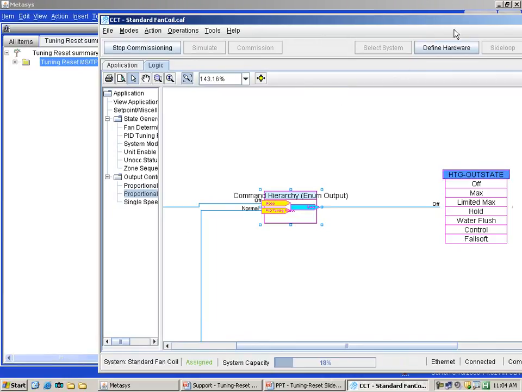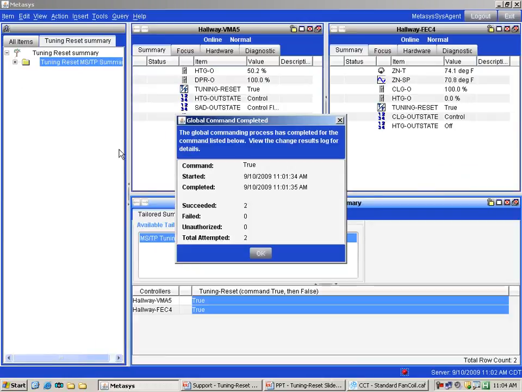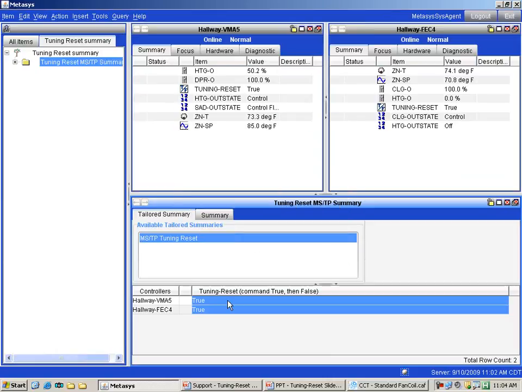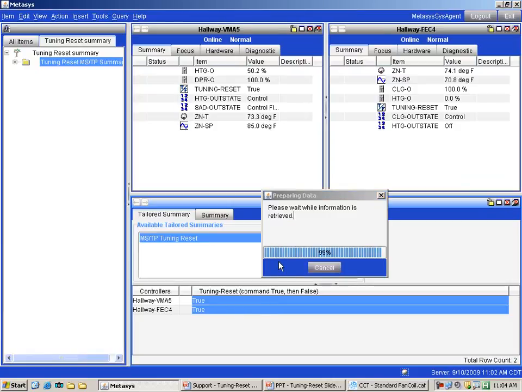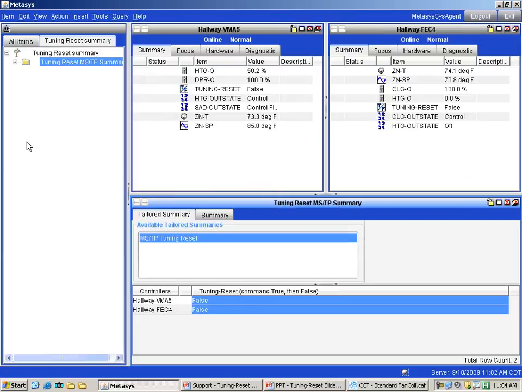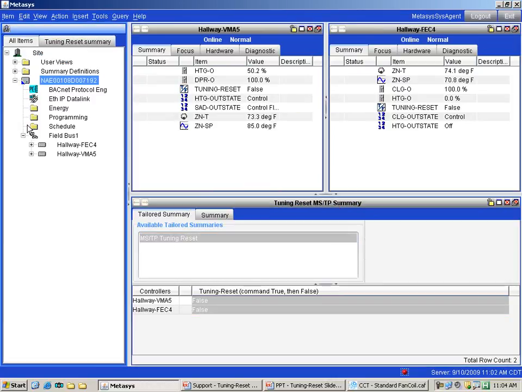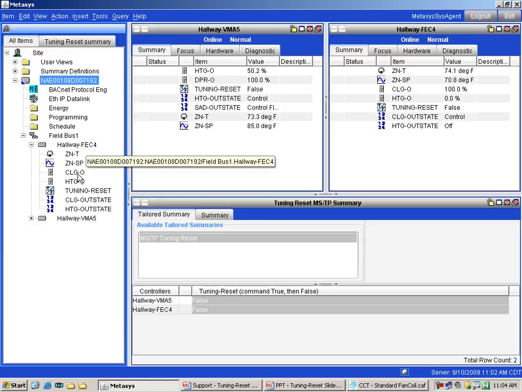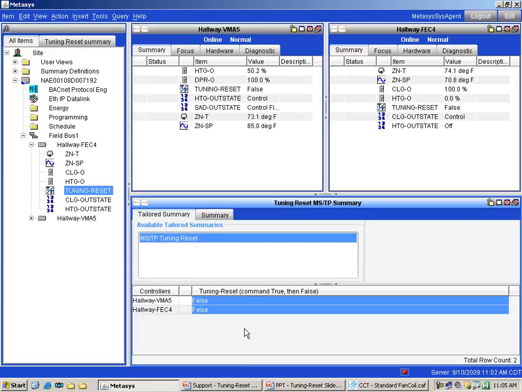So let's go back to the user interface, and I'll explain other ways of commanding this point called tuning reset. First of all, I'll put this back to the false state again. Because if you notice, I've been using tailored summaries to command the point. Well, another method would be, maybe it's just one controller that you're concerned with. So you could command that tuning reset point manually, one at a time, or you could use tailored summaries to gather multiple tuning reset network input points from multiple controllers. That's what I did with this example.